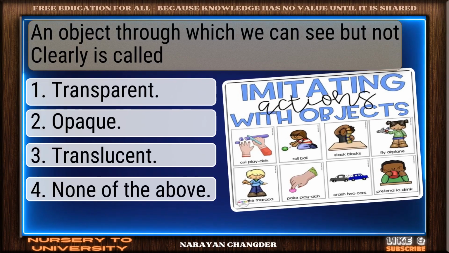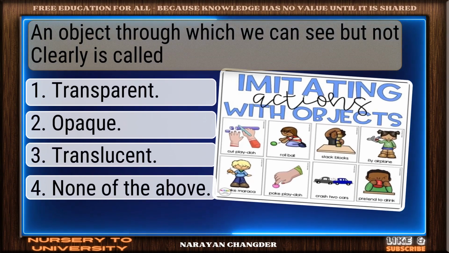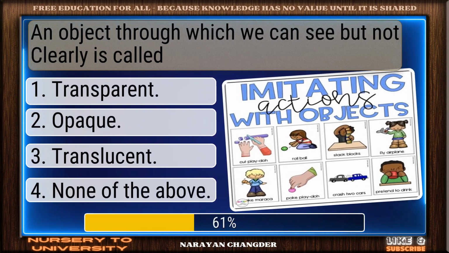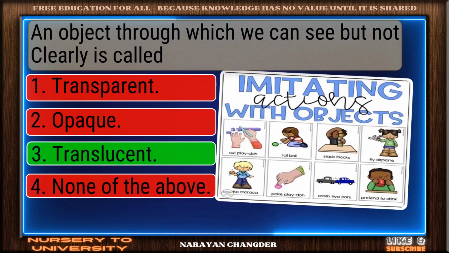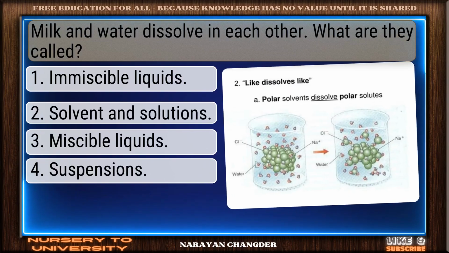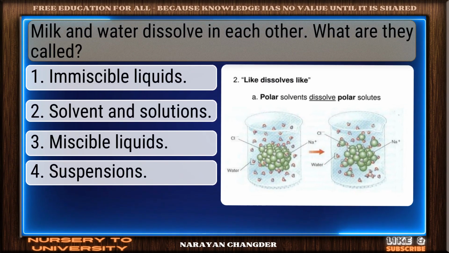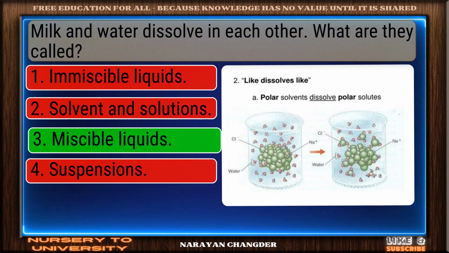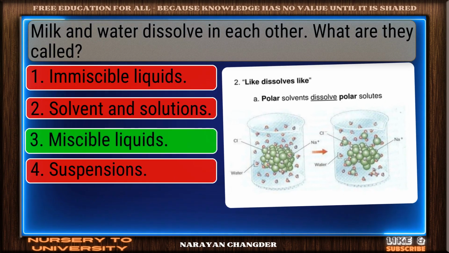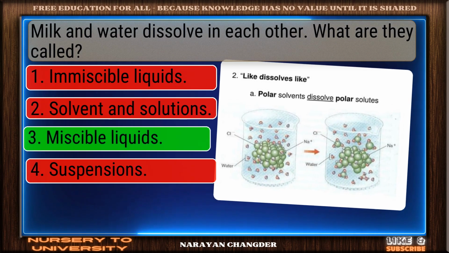An object through which we can see but not clearly is called. Smart pick. Translucent is the correct choice. Milk and water dissolve in each other. What are they called? Strong choice. Miscible liquids is the right answer.